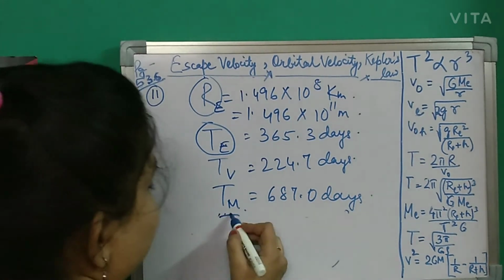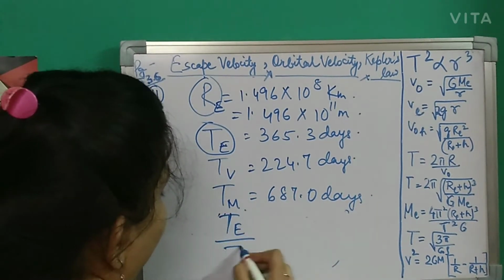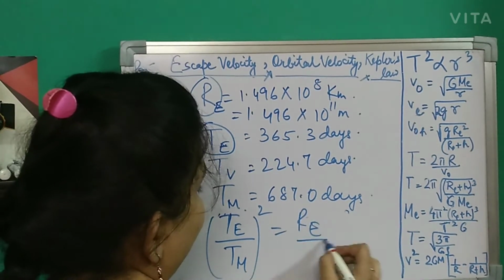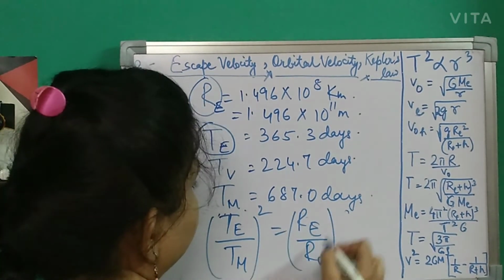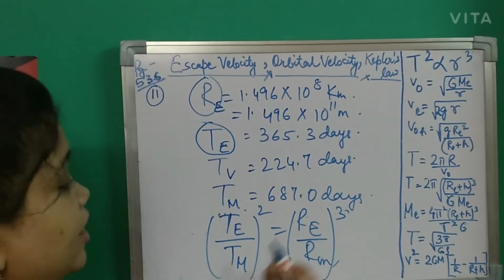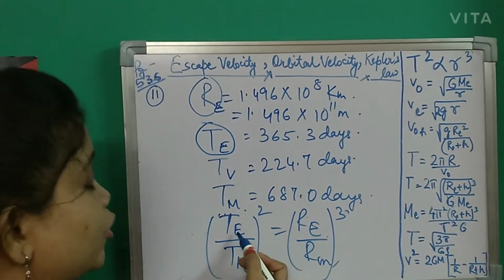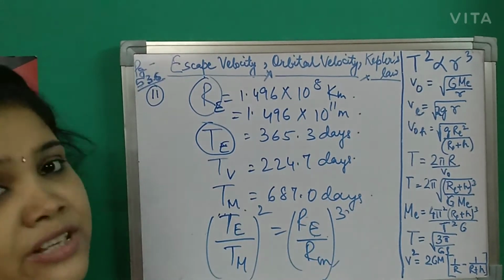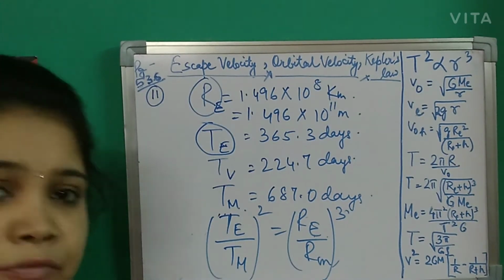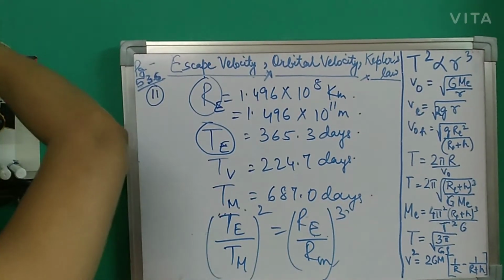Similarly, take earth as the reference. So TE by TM whole square is equal to RE by RM whole cube. By putting the values again, you know the value of TM, you know the value of TE, you know the value of RE, so you can easily find out RM. So put it and do it and get the answer. I hope you understood this sum.